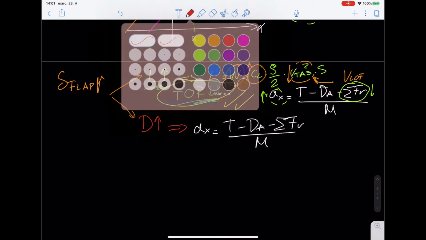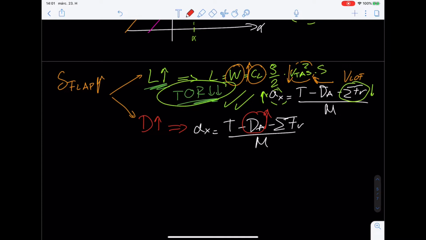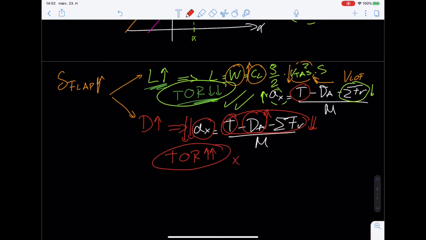Okay, so what happens if you increase the aerodynamic drag? The excess thrust altogether is going to be reduced, right? Because the thrust is basically in both cases unaffected by the effect of the flap. So in this case, the aerodynamic drag is going to be increased, so the excess thrust is going to be decreased, so the acceleration is going to be reduced. So if we look only at the drag's effect, the takeoff run which is required is going to increase, which is a negative effect.